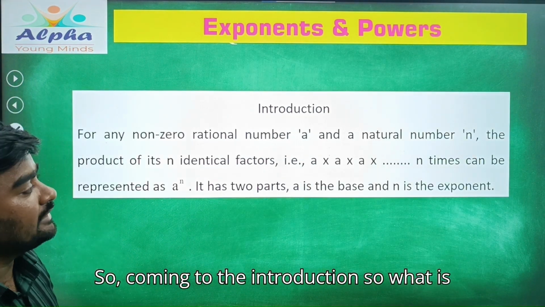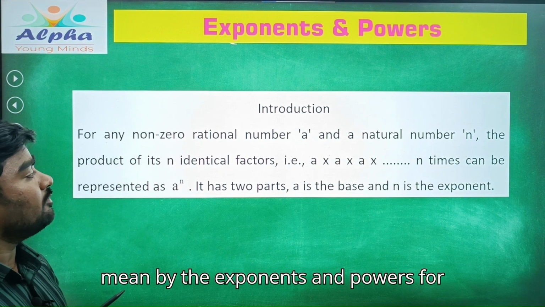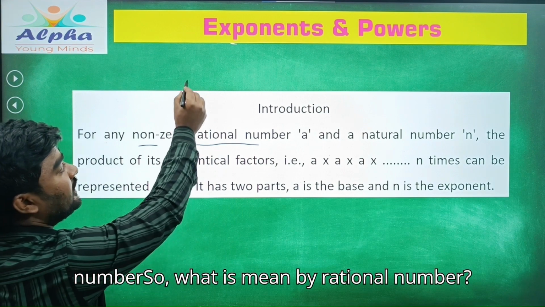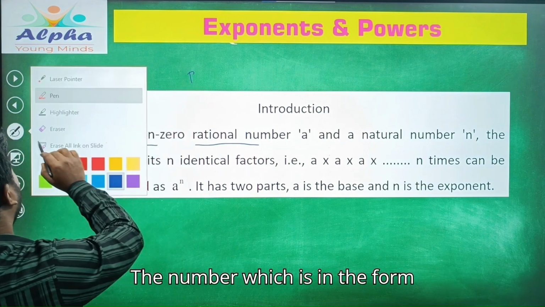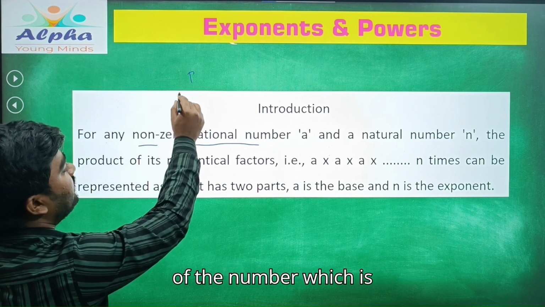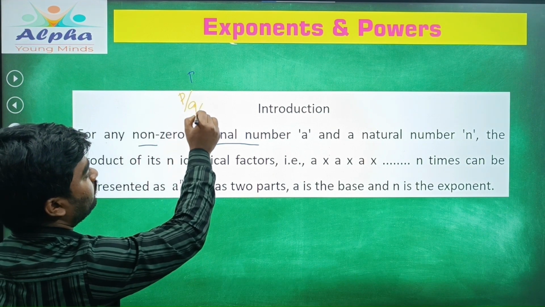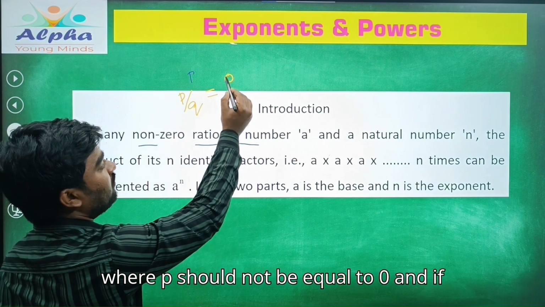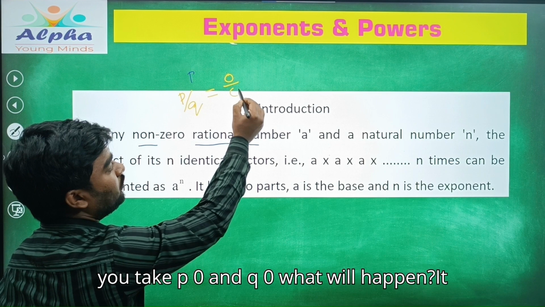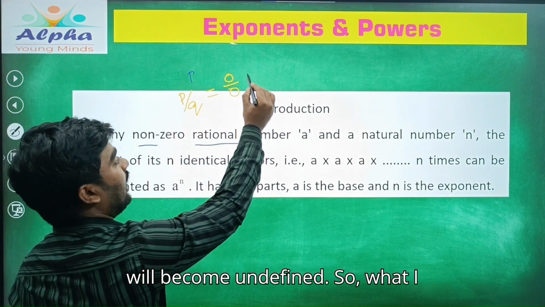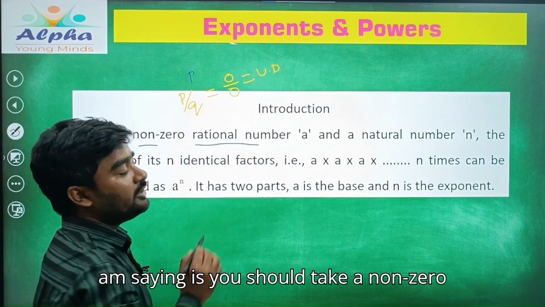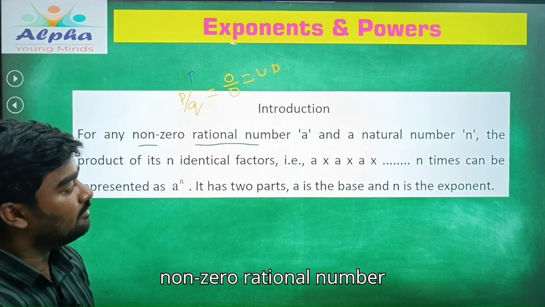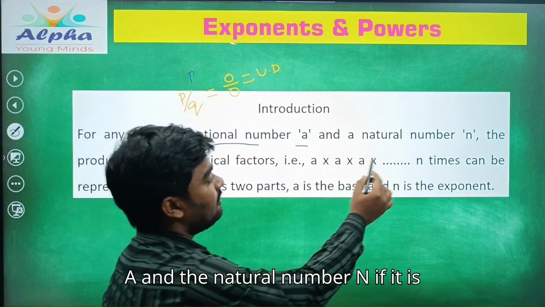Right. So coming to the introduction, what is meant by exponents and powers? For example, if you take a non-zero rational number, what is meant by a rational number? The number which is in the form of p by q, where q should not be equal to 0, and if you take q as 0, it becomes undefined. So what I am saying is, you should take a non-zero rational number a and a natural number n.